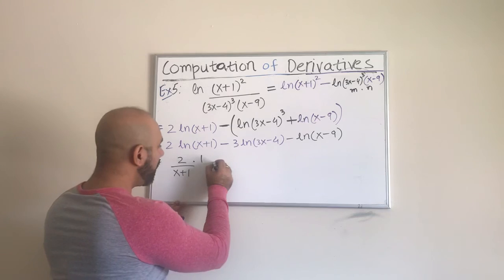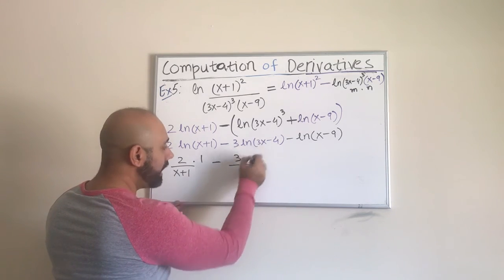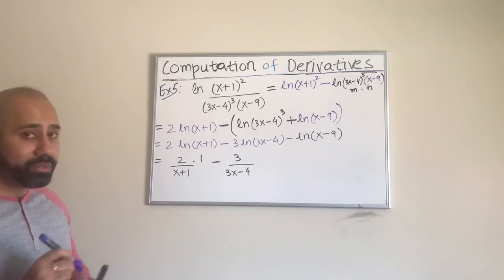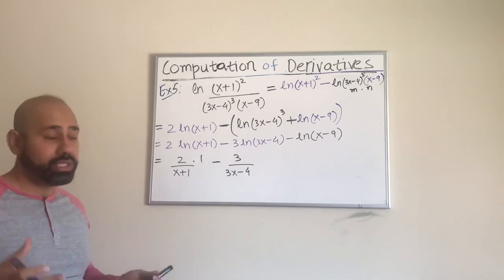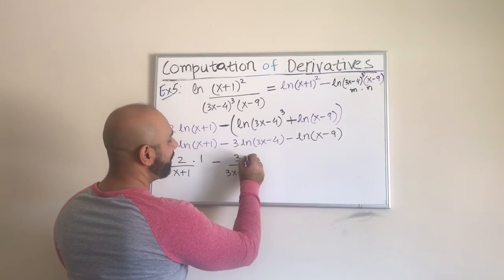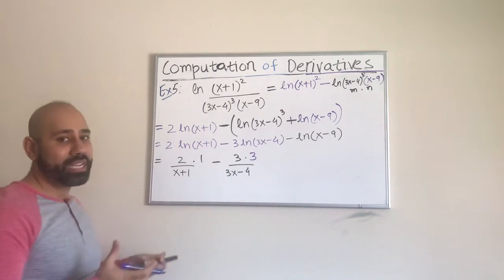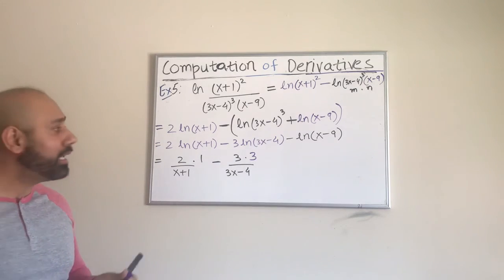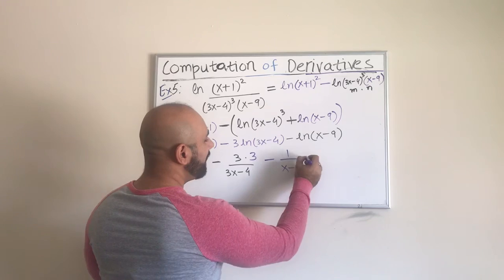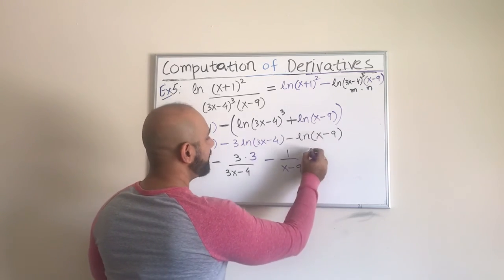Guys, then moving on to the next one, this 3 over, again, the inverse 3x minus 4 goes in the denominator, but we have to multiply by the derivative of the inner, that is the chain rule. Well, in this case, it is going to matter because the derivative of the inner is 3, so we got to multiply by 3, and that's going to actually change this. 3 times 3 in the next step is going to be 9. And then, guys, the last one is just 1 over x minus 9, and you got to multiply by the derivative of the inner again, which is just simply 1.